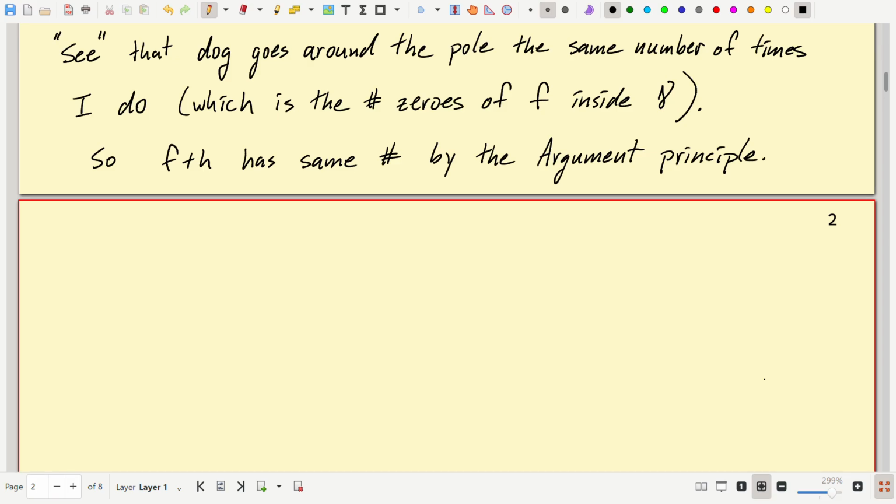Let's see. So let me do an example here to show you how it's typically used. Let's have z cubed plus 9z plus 27 on the disk of radius 2 about 0. How many zeros does this thing have?